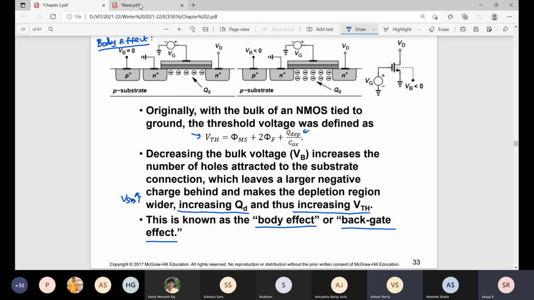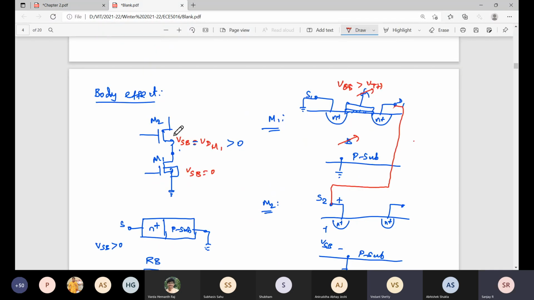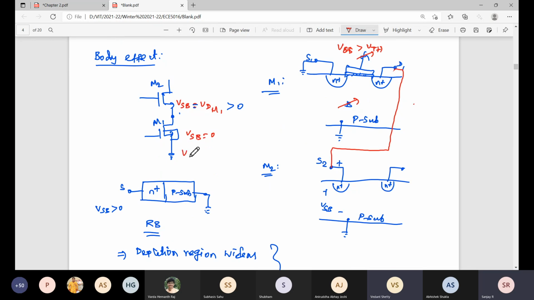Okay, so what I want to convey is, comparing to M1, what is VTH of M2? Let me write in blue color. Don't mistake me. So VTH of M2. Which threshold voltage is higher, M2 or M1?